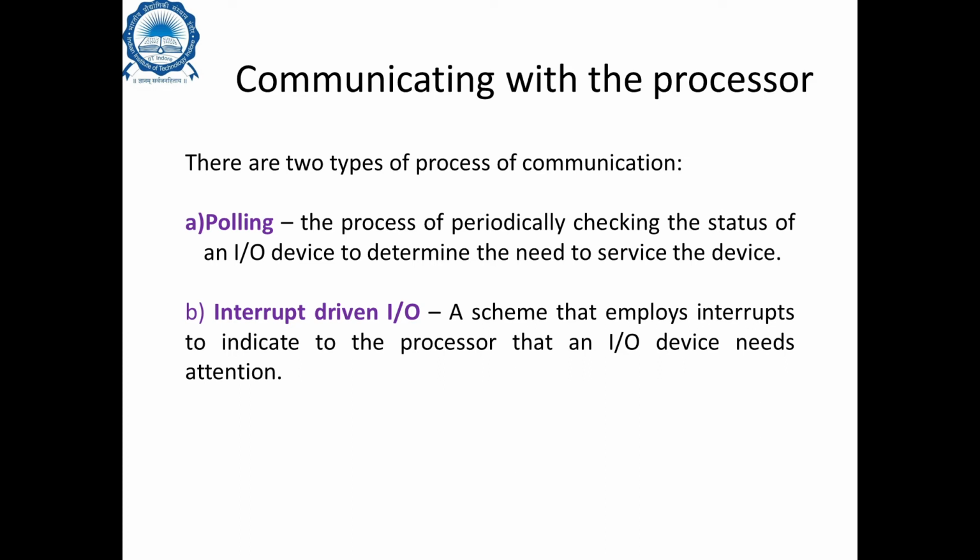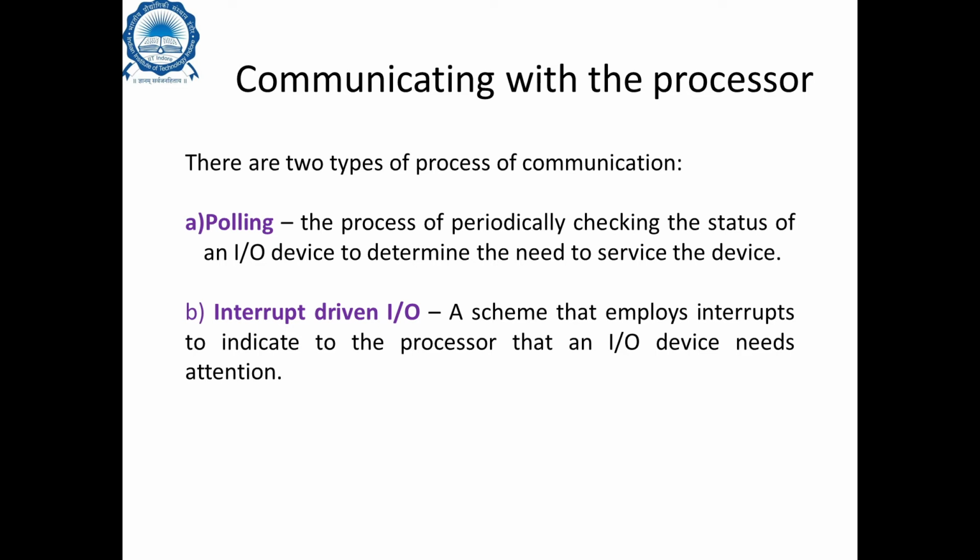So there are specifically two different types or algorithms through which an IO device can communicate with the processor. The first is polling. In polling, the process of periodically checking the status of an IO device is performed by the processor to determine the need to service the device. Through polling, the processor will periodically check the status of the IO device to see if the respective work is finished, or if an error bit has been set to 1, then it will need to service the device in that case.